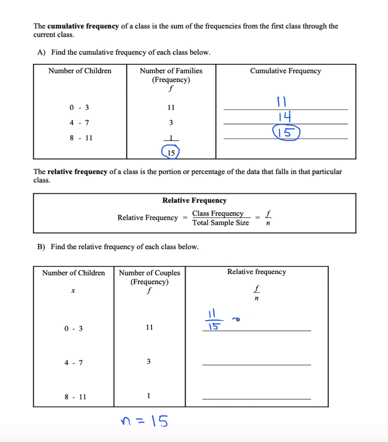As a decimal, this comes out to approximately 0.733. We can just round it to 2 decimal places if we wish. It doesn't say what to round to right now, but we could have that. And then we can also express it in percent form as well. To find the percent form, we simply multiply the decimal by 100%. So that will give us 73%.